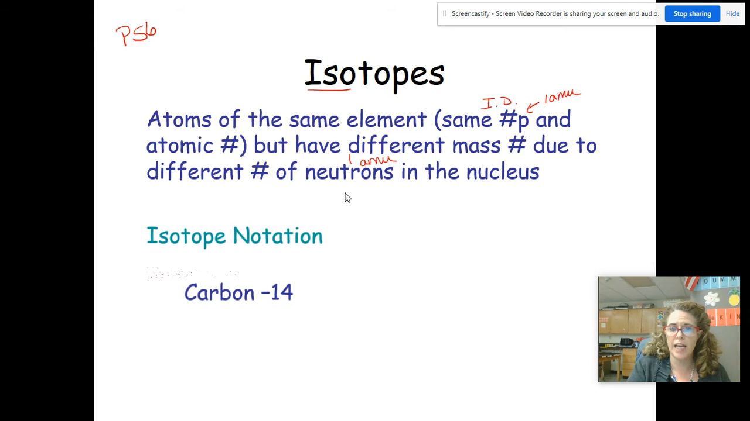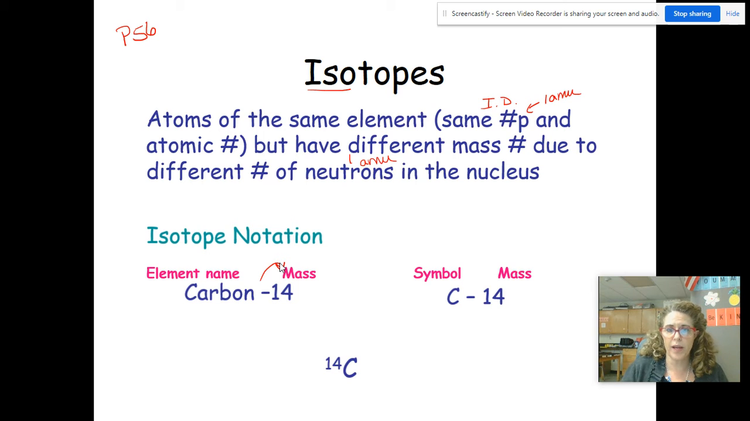So I have carbon-14, where carbon is the name of the element and 14 is now the mass. So whenever you see a dash and a number, that number is going to be the mass. And you're going to use that number no matter what the periodic table says. So carbon-14 is now our symbol with our mass.